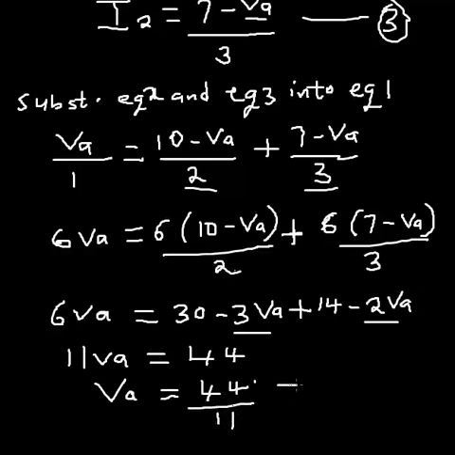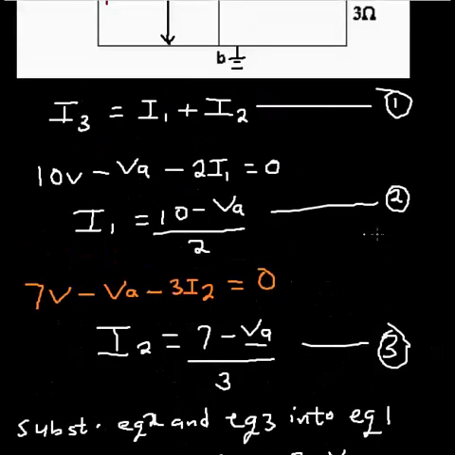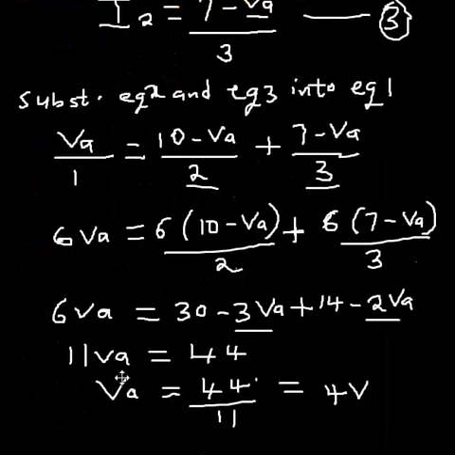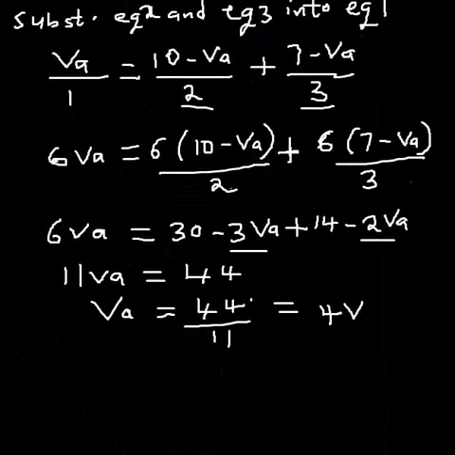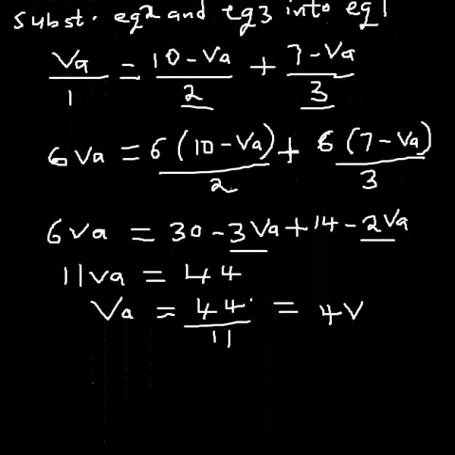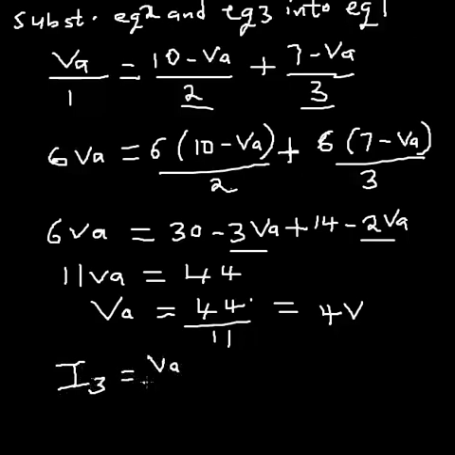So invariably now my VA voltage is going to be equal to 44 divided by 11. Okay, that is 4 volts. So as simple as that. So the voltage across the load is 4 volts. Remember the question is find the current across the load. So remember that node voltage is the voltage across the load. So invariably the current across the load is I3. You know that quite well. So the current across the load I3 is equal to the voltage across the load, which is VA, divided by the resistance of the load.